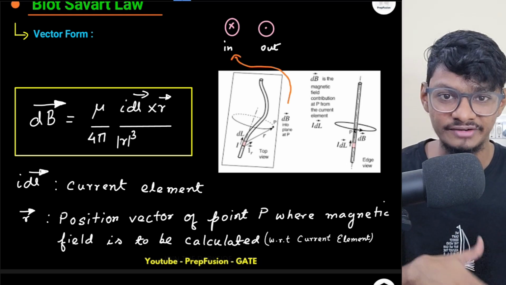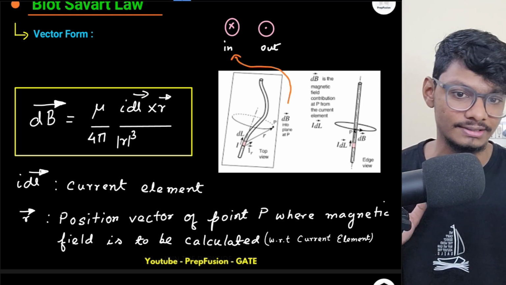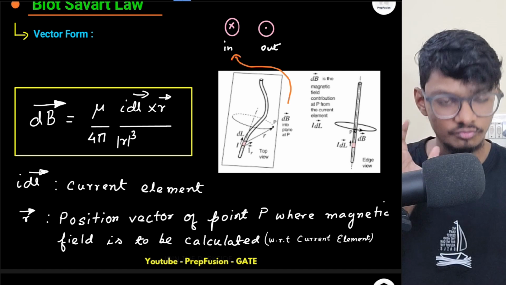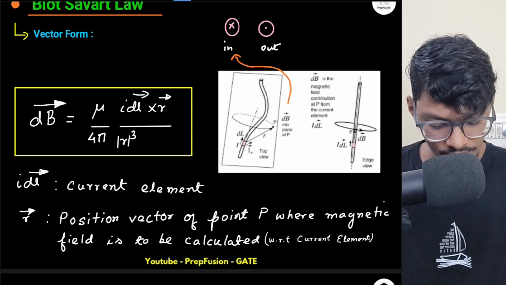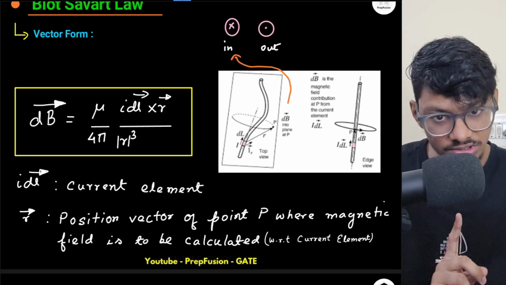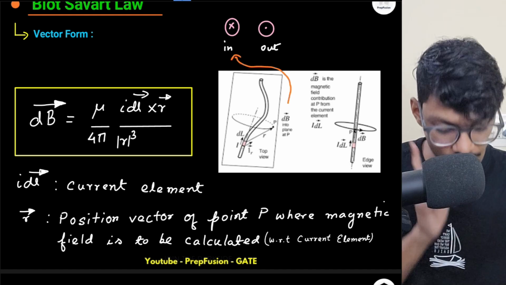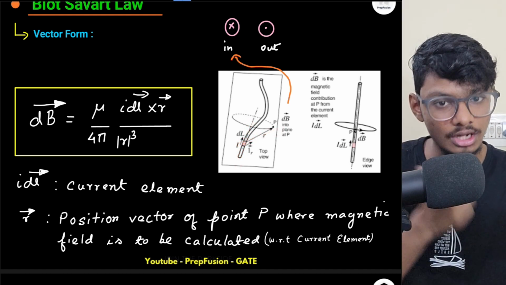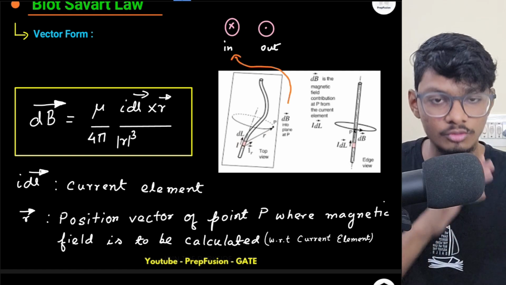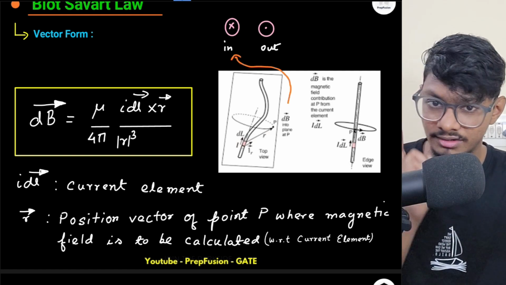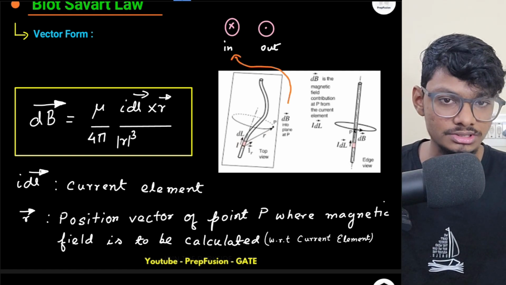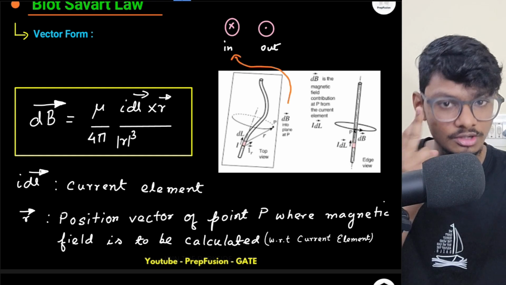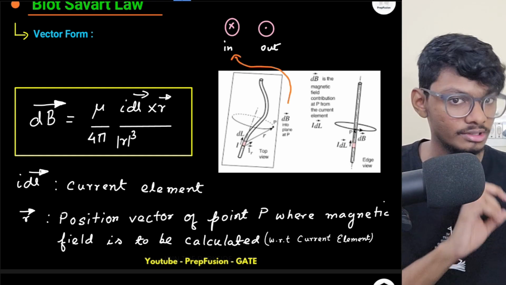But how do you write this mathematically? What we identified was that the direction will always be a vector that is perpendicular to both dL and this R vector. I will get a vector that is always perpendicular to dL and R, and when we get a vector that is always perpendicular to two vectors, we just simply apply the cross product of those two vectors and we'll get the direction.